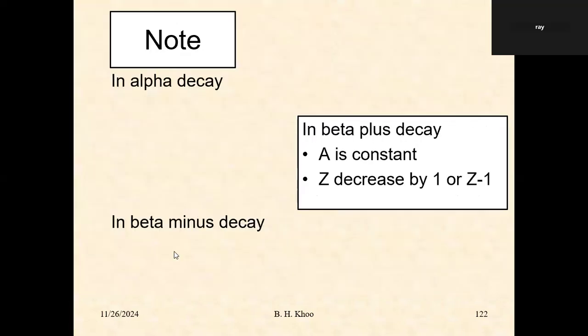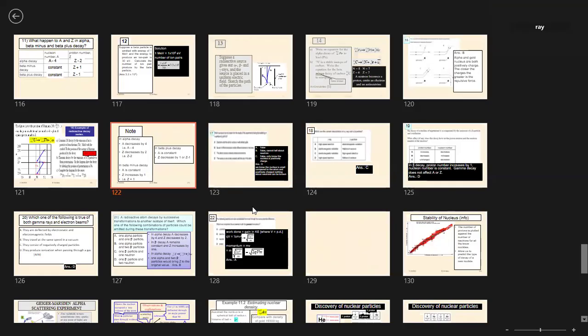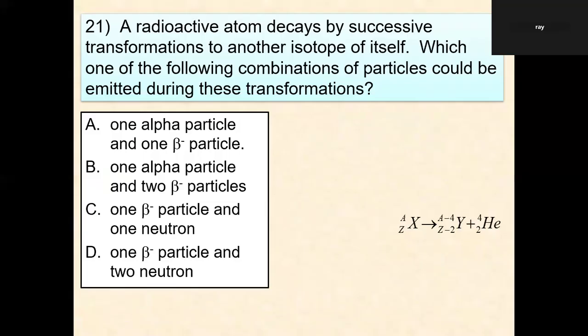I don't think we will spend too much time on that. We can try the rest during the break time. This one I want to try with you. A radioactive atom decays by successive transformation to another isotope of itself. Which one of the following combinations of particles could be emitted during the transformation? What is an isotope? First, you must know what is an isotope.